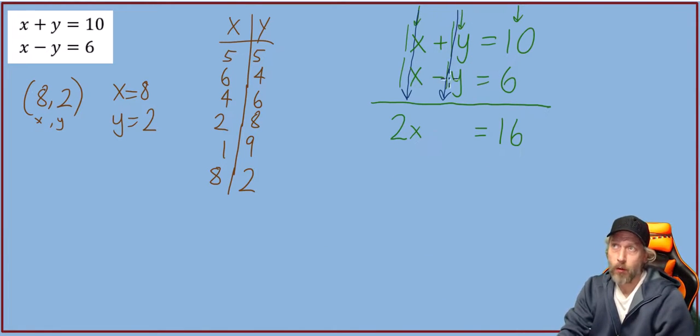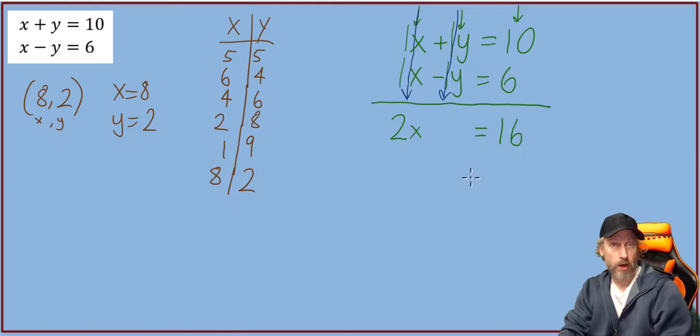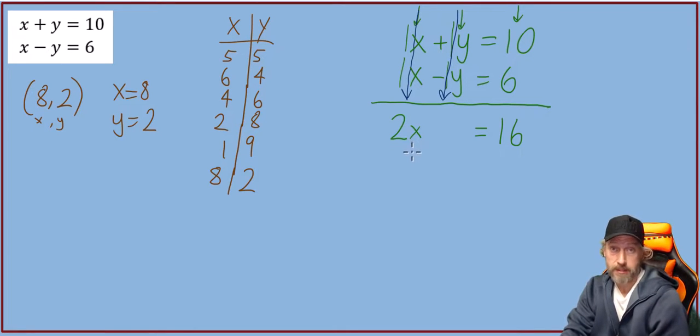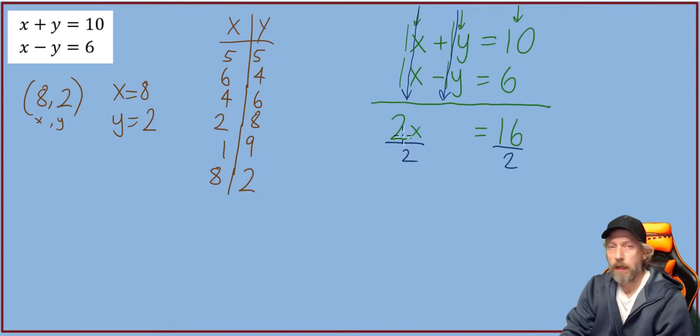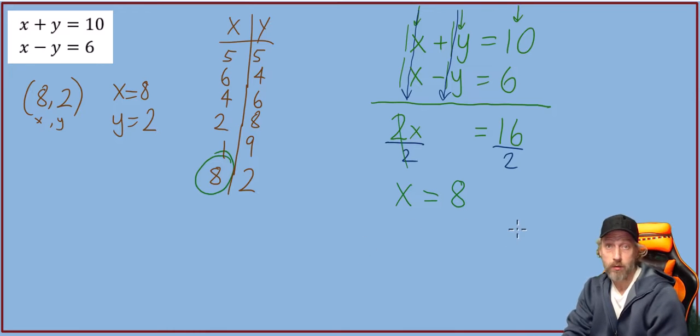Now that we've had the y terms zero out and we're left with 2x equals 16, we have an equation that we can solve by isolating the variable or solving for x. We're left just with x times 2, so we will do the opposite and divide both sides of the equation by 2. And that leads us to x equals 16 divided by 2, 8. So we have just found the x coordinate of our solution, x equals 8.